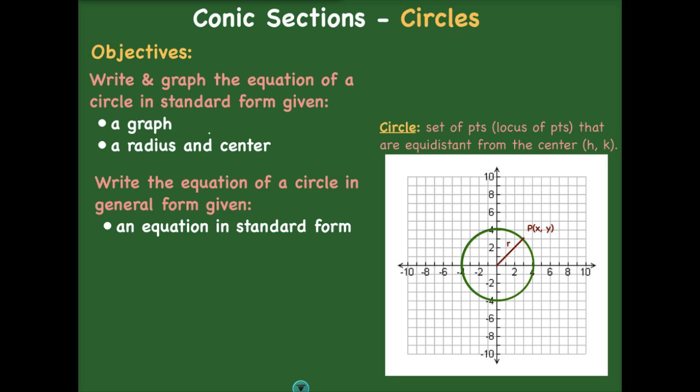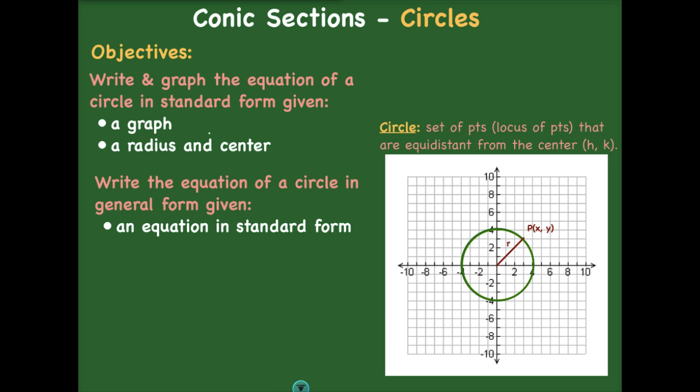A circle is a set of points, or a locus of points, that are equidistant from the center. And the center of the circle is (h, k), and in this case it's at the origin, (0, 0). Notice that the set of points that are equidistant from the center are at the end of this radius. So every point on the circumference is equidistant from the center, and that forms a locus of points. So what kind of an equation can we create that will define this locus of points?